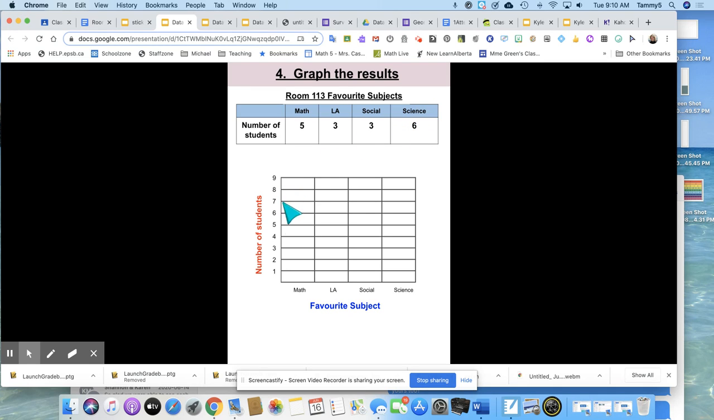I just put 1 to 9 here because I thought that we'd actually have more results in, and I can show this a little bit better. But that's okay, we'll just use pretend results anyways.